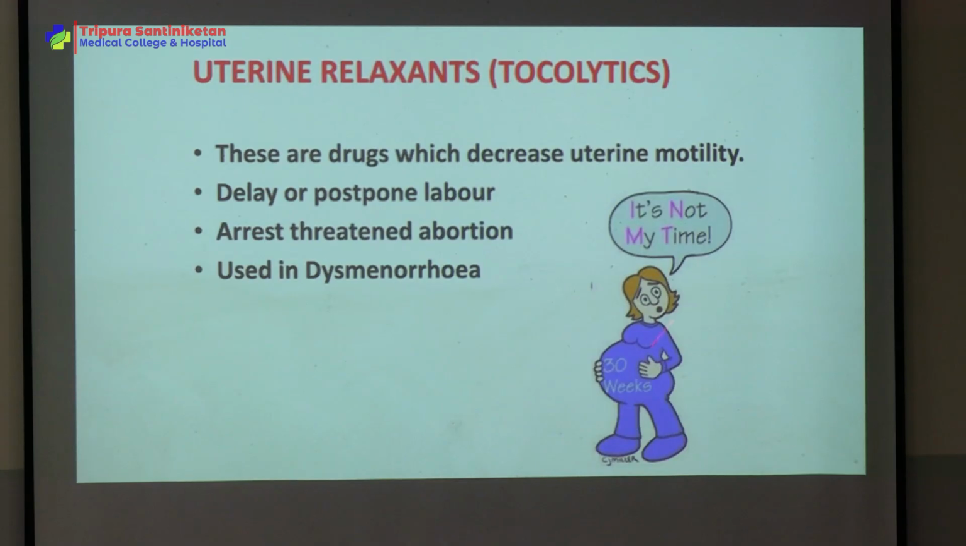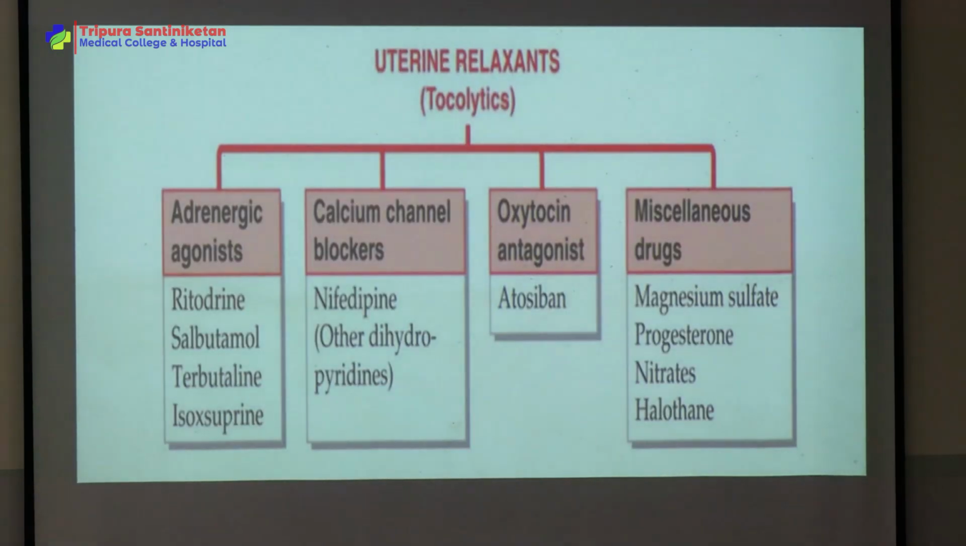At least 4 weeks more. So these uterine relaxants, also known as tocolytics, are the drugs which decrease uterine motility, delay or postpone labor, arrest threatened abortion, and are used in dysmenorrhea. So these are the drugs. The drug of choice here is this group: adrenergic agonist, precisely beta-2 agonist.